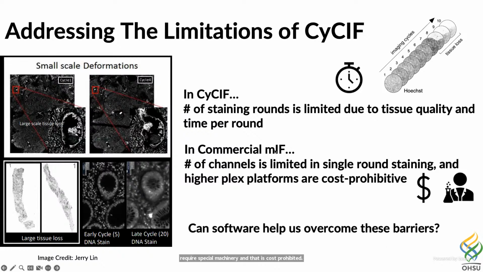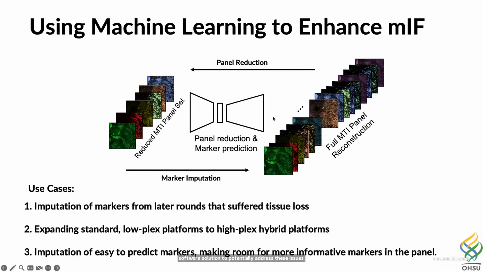So in order to proliferate this technology, we want to be able to overcome these barriers. And so we look to a software solution to potentially address these issues. To formulate this machine learning problem, we essentially propose this 2-step problem.